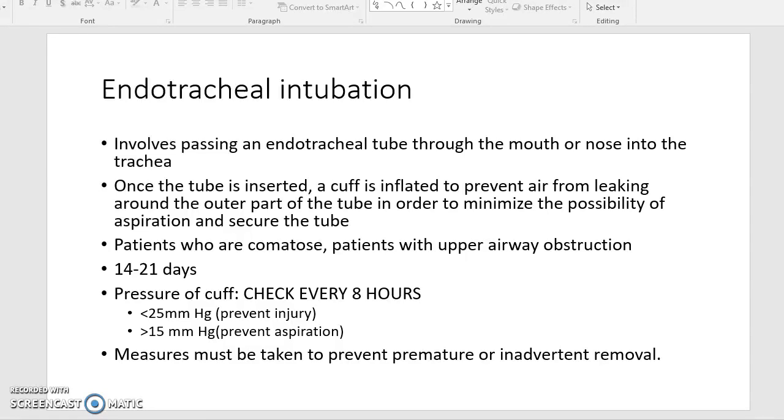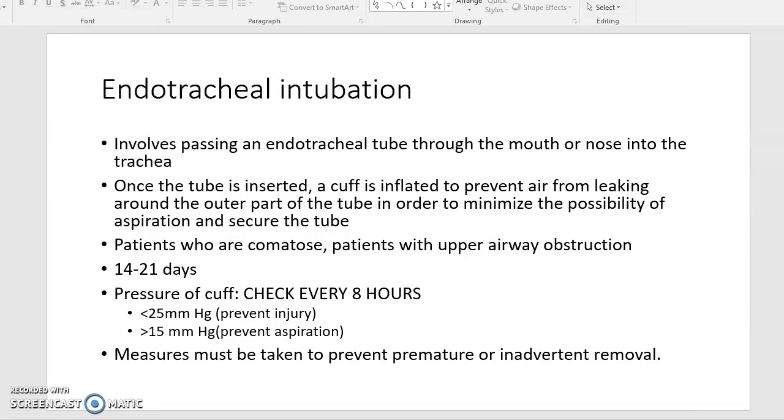These are usually given to people that cannot breathe on their own, or have severe obstruction to the respiratory tract. So these are mainly done for people who are in a coma state, like in an unconscious state. Really people that can't breathe on their own. This is like an emergency situation.